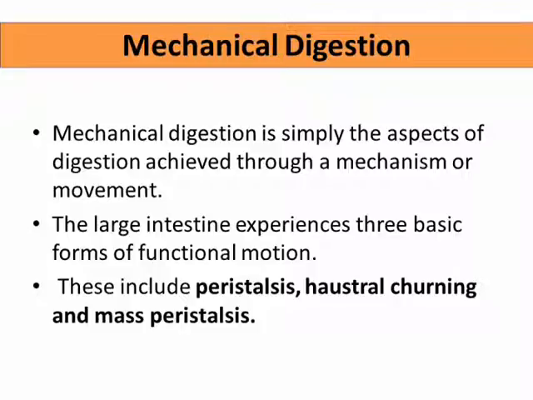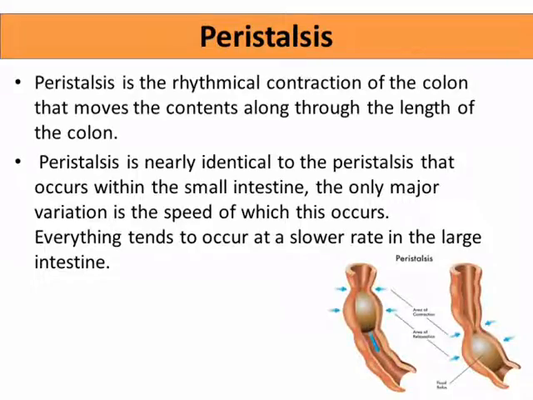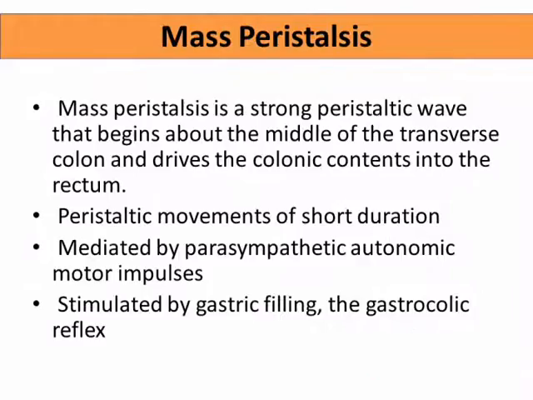Mechanical digestion is simply the aspects of digestion achieved through a mechanism or movement, and involves 3 basic forms of functional motion, which are peristalsis, haustration, and mass peristalsis. Peristalsis is the rhythmical contraction of the colon that moves the contents along the length of the colon. Peristalsis is nearly identical to the peristalsis that occurs within the small intestine. The only major variation is the speed. Everything tends to occur at a slower rate in the large intestine.